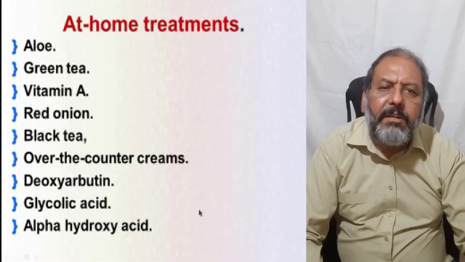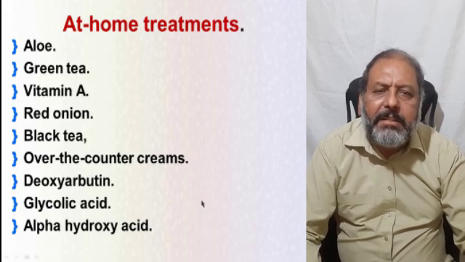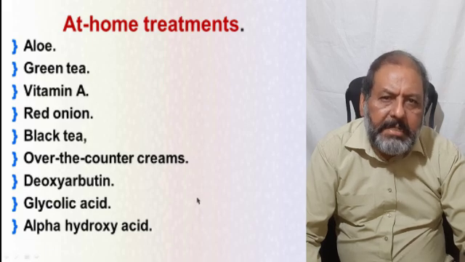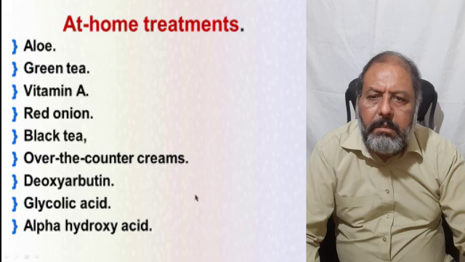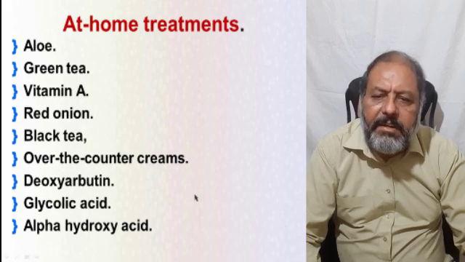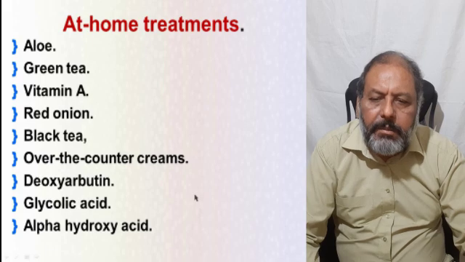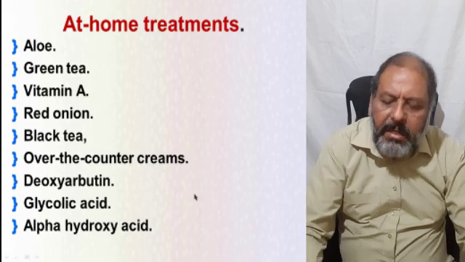Now, there are certain at-home treatments which can be tried, but they do not have any clinical proof of efficacy. These are aloe, green tea, vitamin A, red onion, black tea, over the counter creams, deoxyarbutin, glycolic acid, and alpha hydroxy acid.